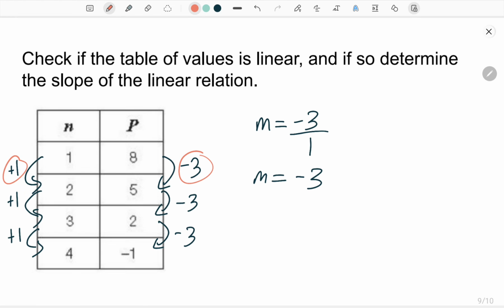And we can tell it's linear because all of the numbers are constant along each of the two sides.